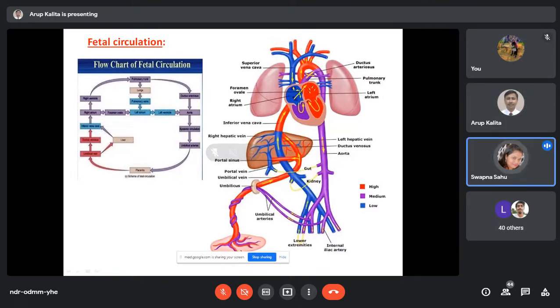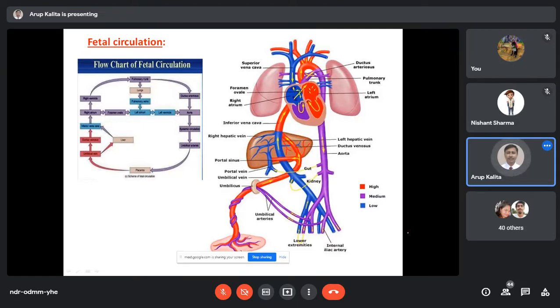Fetal circulation. Yes. Now we are going to start. Fetal circulation means when the fetus is present inside the mother's womb, there is a connection of the fetus blood circulation with the mother. That circulation between the mother and the fetus is known as fetal circulation.